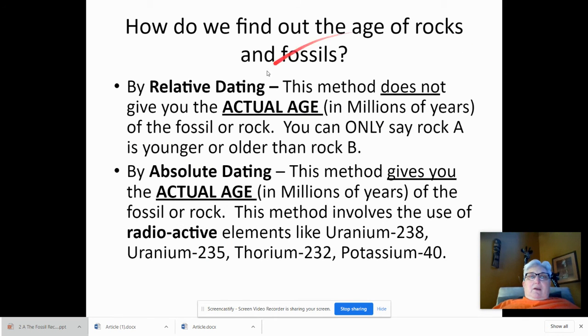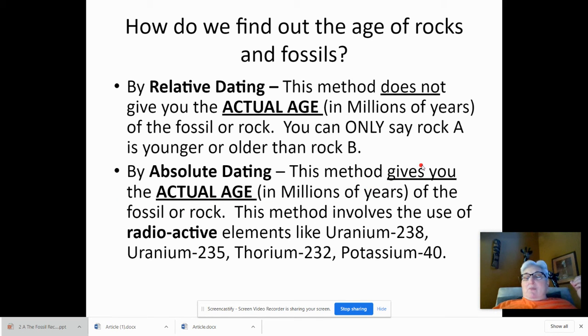When we're talking about dating things, there are a couple of different ways that we date. When we're talking about absolute age, we're talking about actual age, right? How many thousands of years or hundreds of years? With relative dating, you can only say a rock is either younger or older. It's kind of relative.